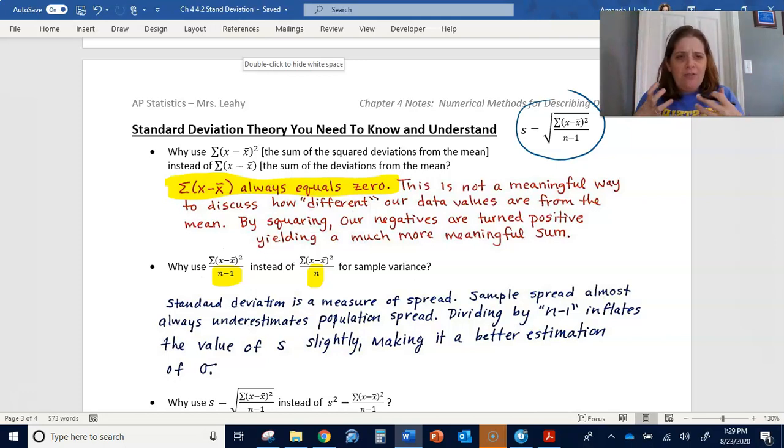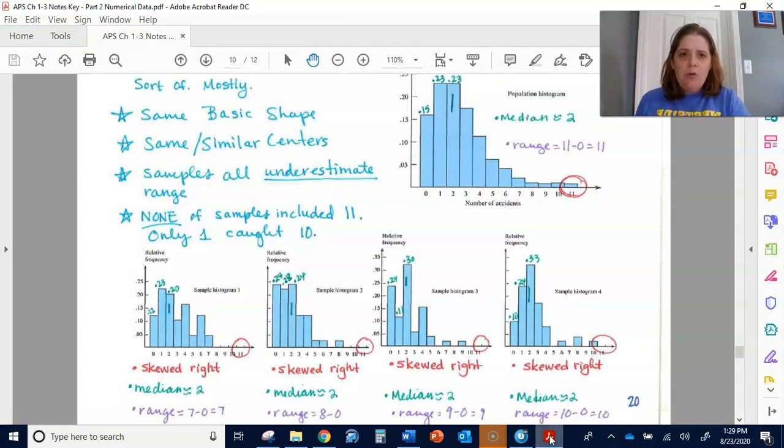Why, right? Why do we find the average that way? So I'm going to go back to a picture we had in chapter 1. We had a population here, and then the question was, how do these samples that were drawn from this population look like this value? And one of the things I want you to remember is that when we looked at the samples, every single sample had a smaller range than the population did. That's because none of the samples included this value 11 in any of them. That value never got selected.